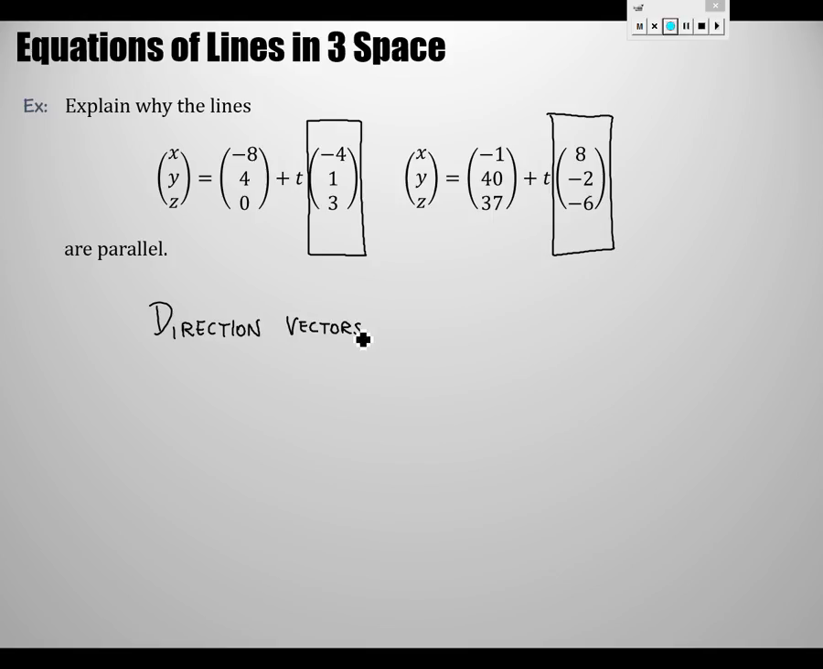Does this feel familiar, by the way? I know it's a weird context. But you did think about this back in Algebra 1. When are lines parallel in Algebra 1? So this is kind of saying that their slopes are the same, right? Blowing your mind.